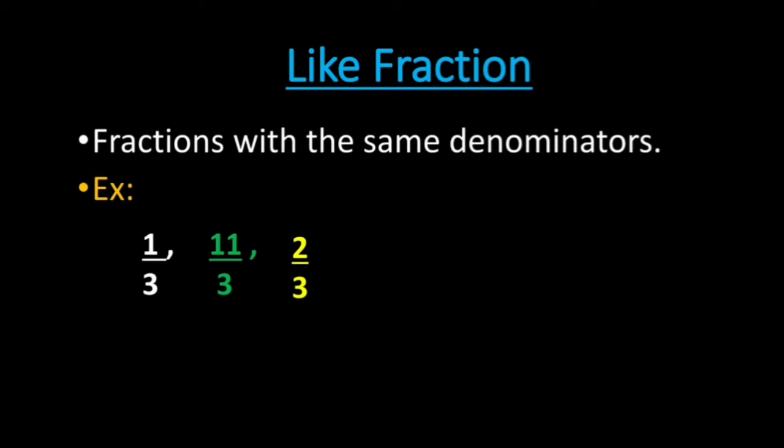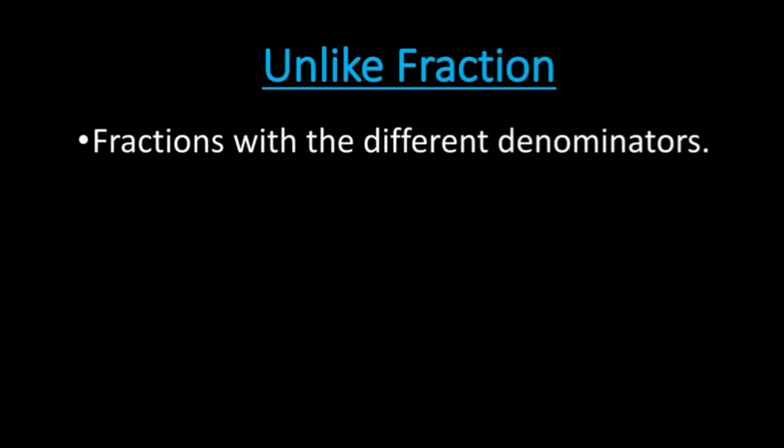Now you can guess about unlike fractions, right? Unlike fractions means fractions with different denominators. Example: 11/2, 4/5, 4/7. Here the denominators are 2, 5, 7. So this is an example for unlike fractions.